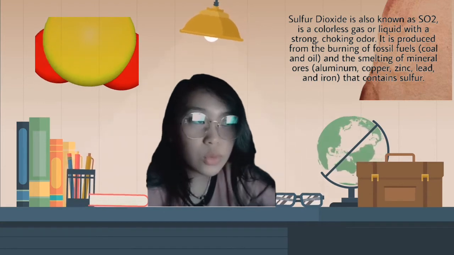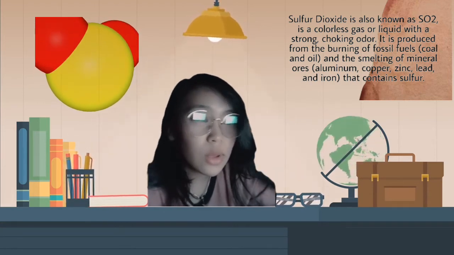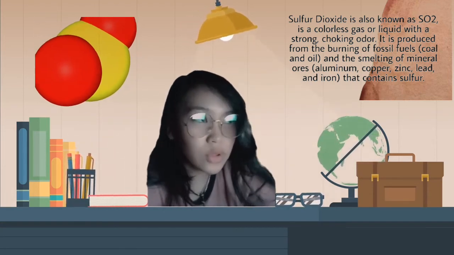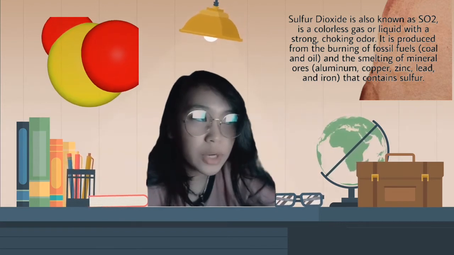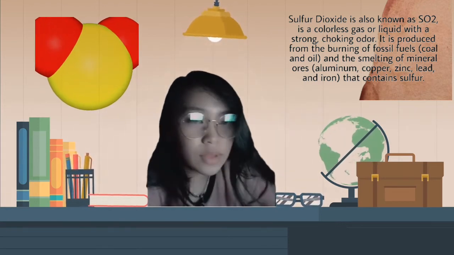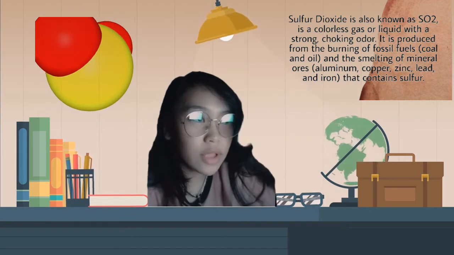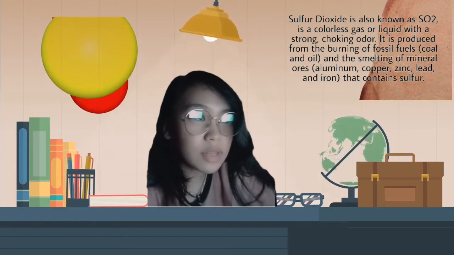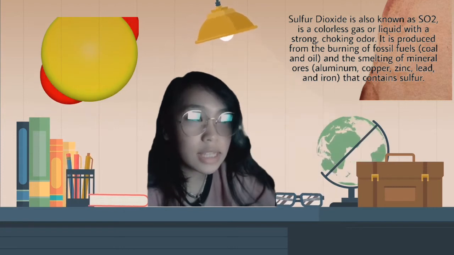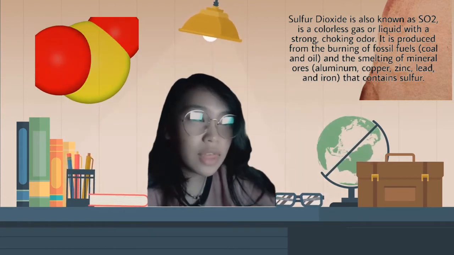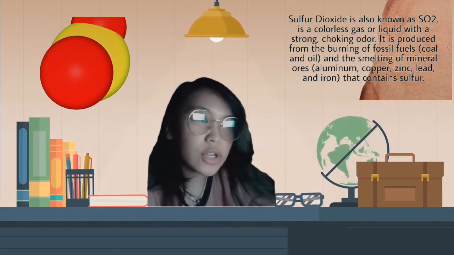Sulfur dioxide, also known as SO2, is a colorless gas or liquid with a strong choking odor. It is produced from the burning of fossil fuels, like coal and oil, as I've mentioned, and the smelting of mineral ores like aluminum, copper, zinc, lead, and iron that contain sulfur.